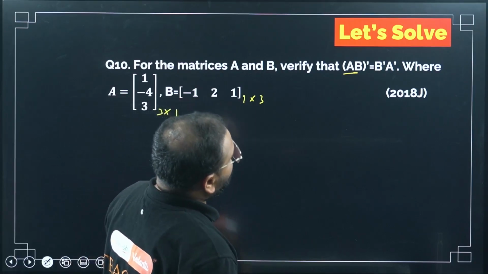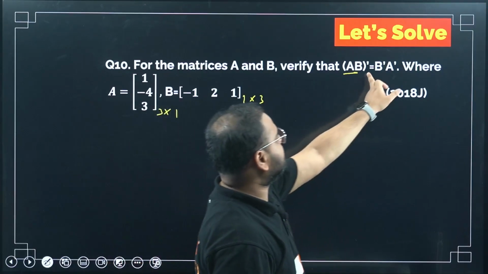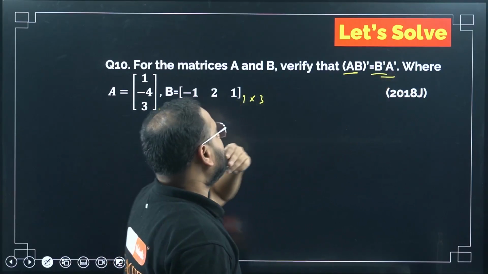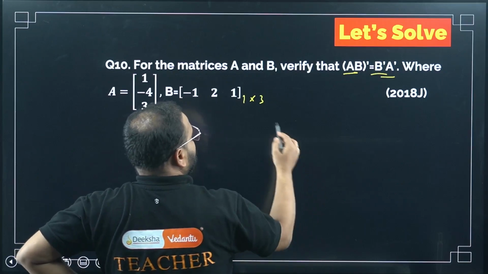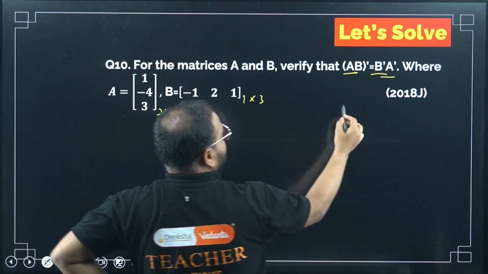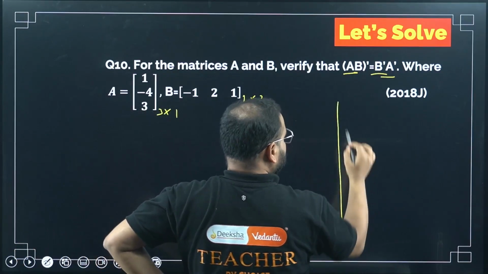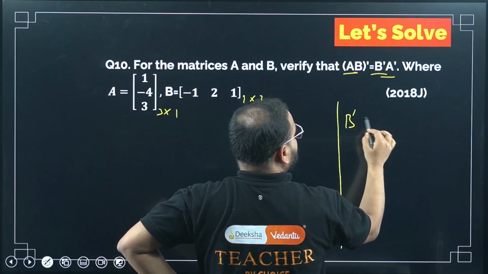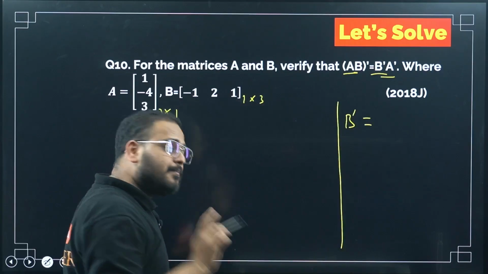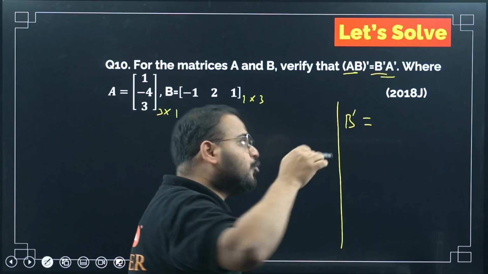So we can do AB first. Let's do the RHS part first. We'll do the RHS part first. What is going to be my B transpose? Tell me. My B transpose, sir. Quickly. B transpose, sir. Transpose also means that simply taking what? Make the row to column.